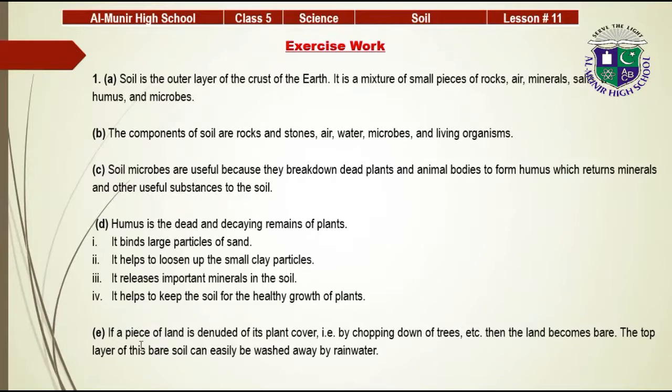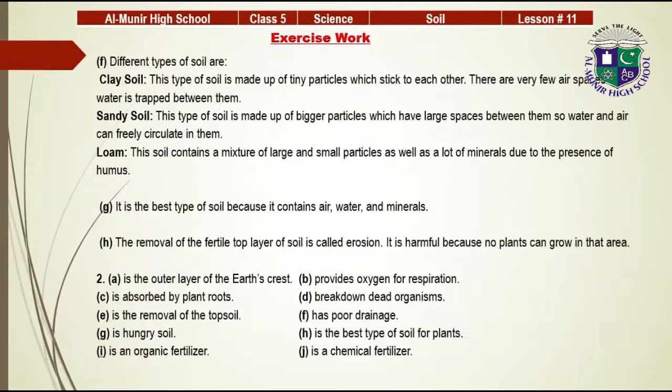Part E. If a piece of land is denuded of its plant cover by chopping down of trees, then the land becomes bare. The top layer of this bare soil can easily be washed away by rainwater. Different types of soil are clay soil, sandy soil and loam.